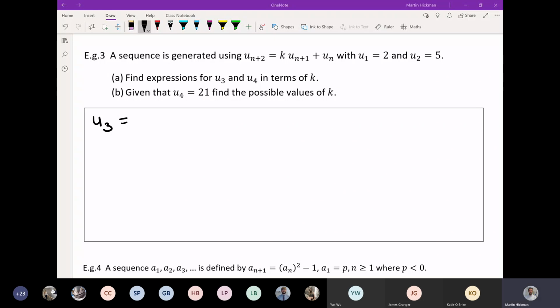So what would u3 be in this example? Okay, excellent. I've got a lot of 5k plus 2s. Well done, Tilly. Well done, Thea. Well done, Yuck.